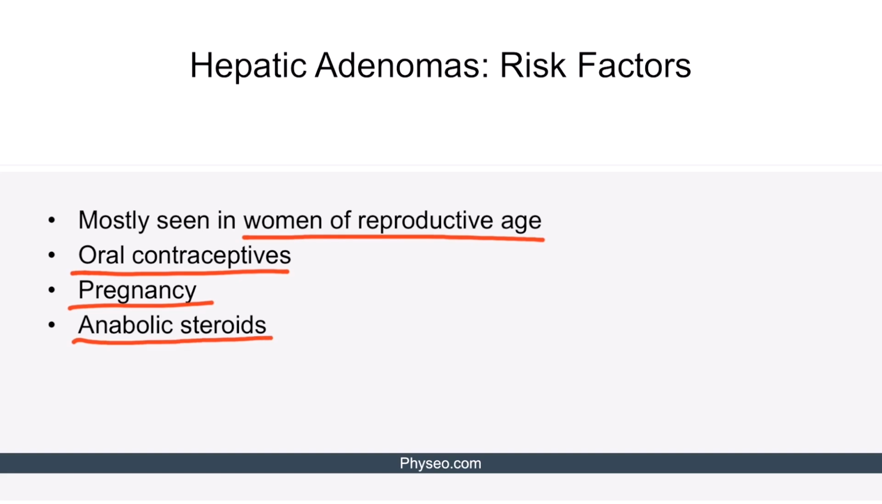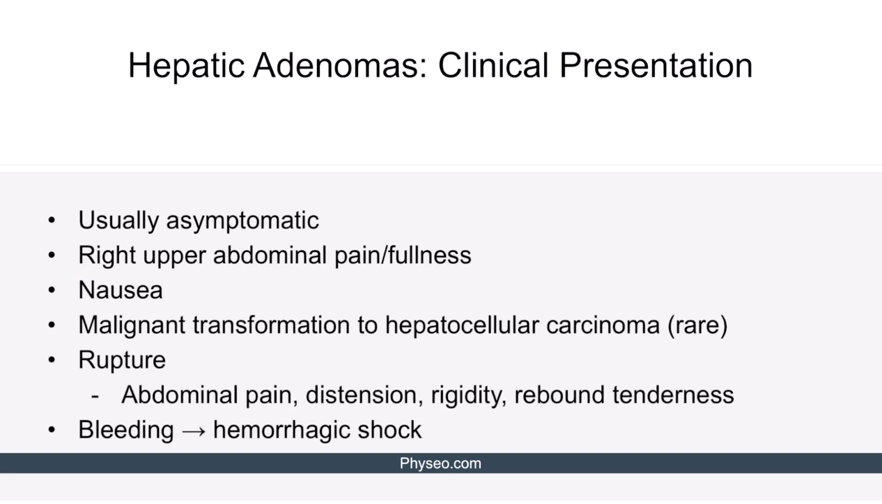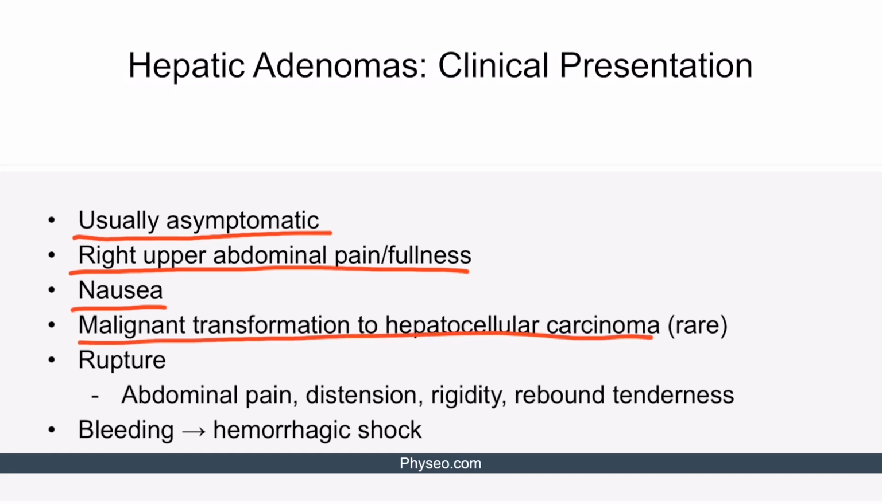Anabolic steroids are also associated with the development of hepatic adenomas. When it comes to the clinical features, patients with a hepatic adenoma are typically asymptomatic. However, if the tumor gets big enough, it may cause right upper abdominal pain, fullness, and/or nausea. Even though a hepatic adenoma is considered to be benign, it can rarely undergo malignant transformation to hepatocellular carcinoma.